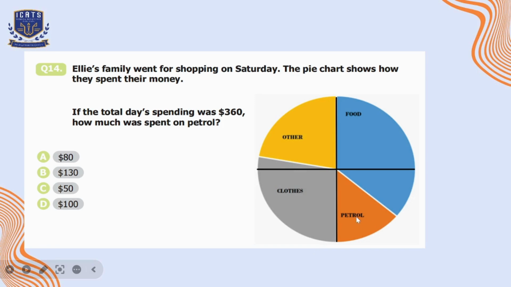So here the petrol is a little bit more than half of 90, meaning it's a little bit more than 45. So we can say they spent $50 roughly on the petrol. So here option C will be chosen as the correct option.